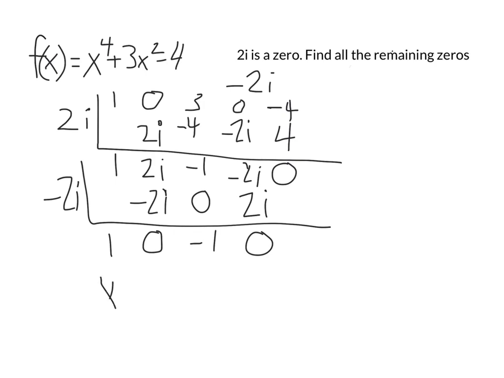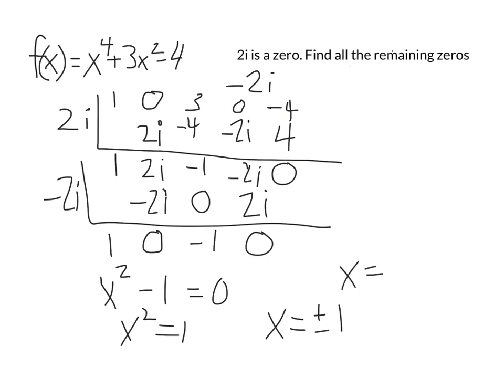So now I'm left with x squared minus 1, which I can set equal to 0. Then I can move the 1 over, so x squared equals 1. So x equals plus or minus 1. This doesn't want it in factored form, so we can just write out our zeros as x equals positive and negative 1, and also positive and negative 2i. I just wanted to remind you about what we do with imaginary solutions.